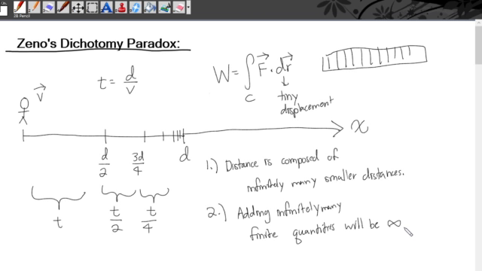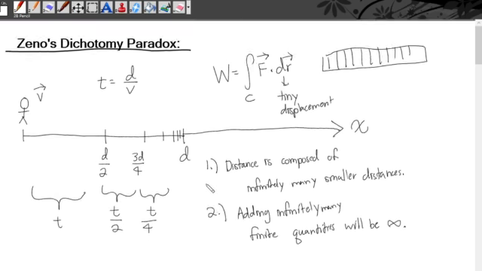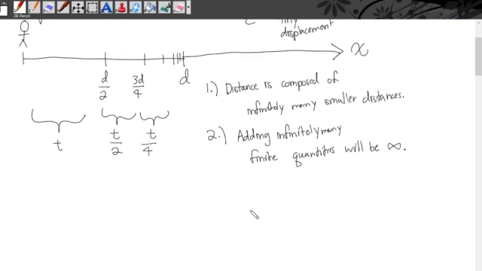So since all these times are finite, and they're greater than 0, and we're just adding them up, and since we're adding an infinite amount of times up, it should eventually be infinity. And we can actually see that this paradox falls apart because the second premise is false.